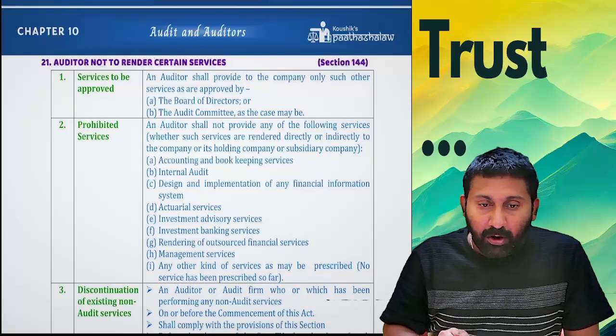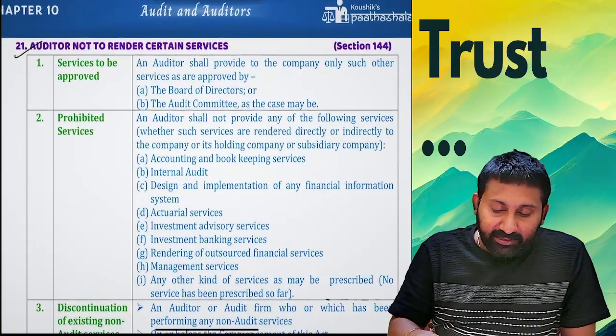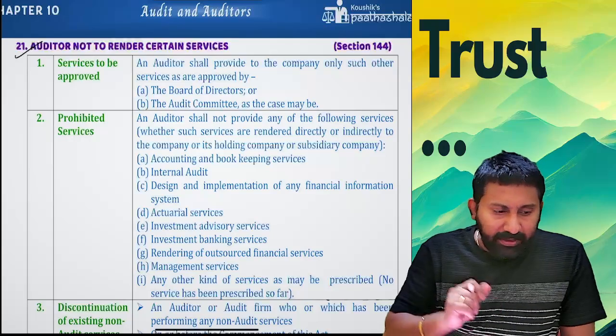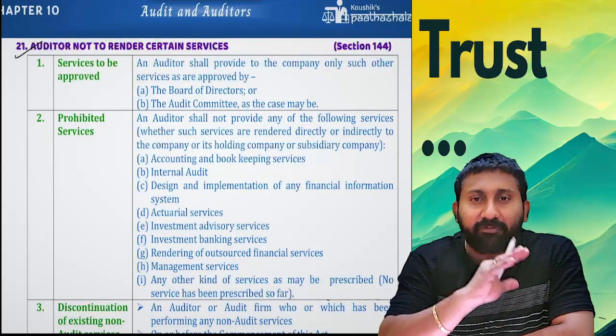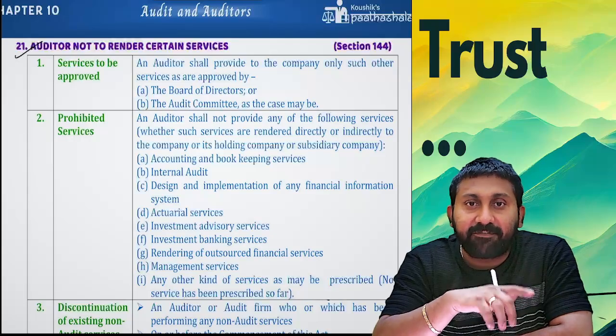Next one, auditor not to render certain services. Means certain things auditors should not do. Maybe in audit you might have learned there are 5 threats to the auditor's independence. In that, the first threat is self-interest threat.